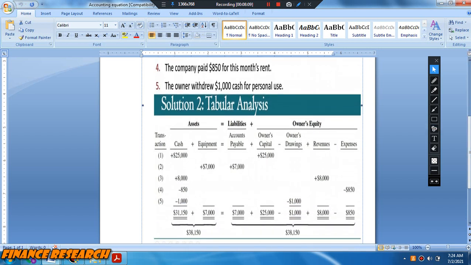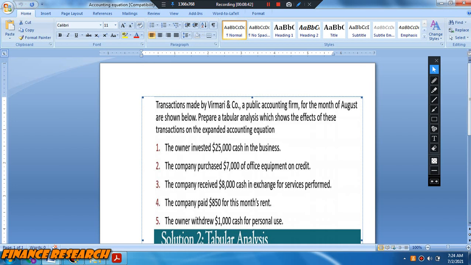Cash, no. Equipment is coming in the business. How much? $7,000. Okay, left side is complete. Go to the right side. Accounts payable, because this 7,000 he has not paid, that is why it is considered a liability. All other items remain the same because of no effect, right? We will just quickly take a look at number 3.